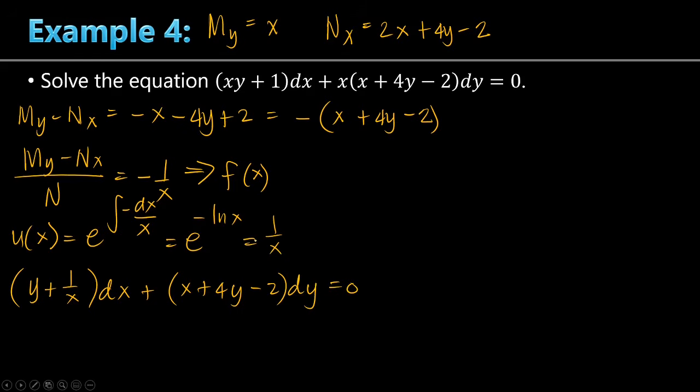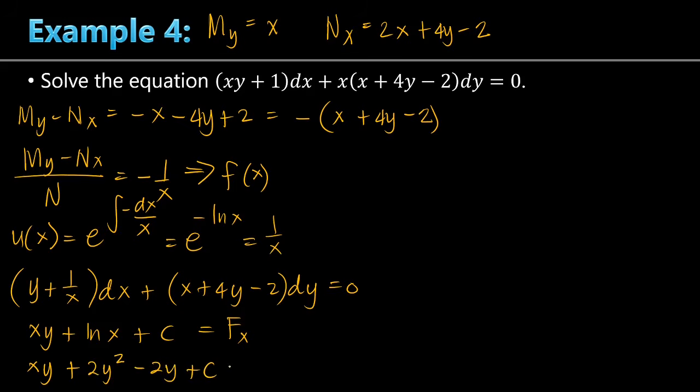Diba? Ang sunod mong gagawin is to integrate both terms. So, dito ang ating variable ay x, ang y ay constant. So, xy lang yan. Tapos, plus ln of x plus c. Okay, so this is my f sub x. Ang sunod natin gagawin is to get f sub y. I-integrate mo yan. Ang variable ay y, so constant ang x. So, xy plus, ito magiging 4y squared over 2, which is 2y squared, minus 2y plus c. So, this is now my f sub y.